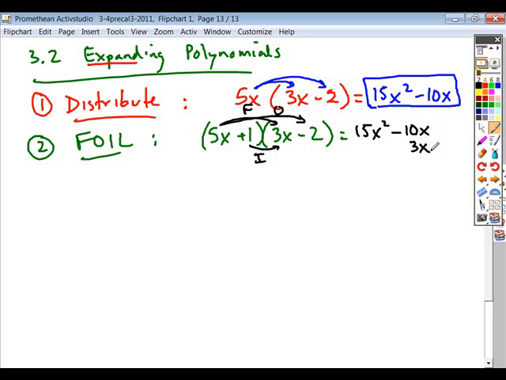Again, notice I stack this vertically just so it's easier to combine my like terms. And then distribute the 1 through the second term, which is also considered the product of our last terms. 1 times negative 2 gives us negative 2. When we combine all of our like terms, we get 15x squared, a net of negative 7x, minus 2. So we get our expression written in polynomial form; we went through and expanded this. Okay, so foiling occurs when you multiply two binomials.